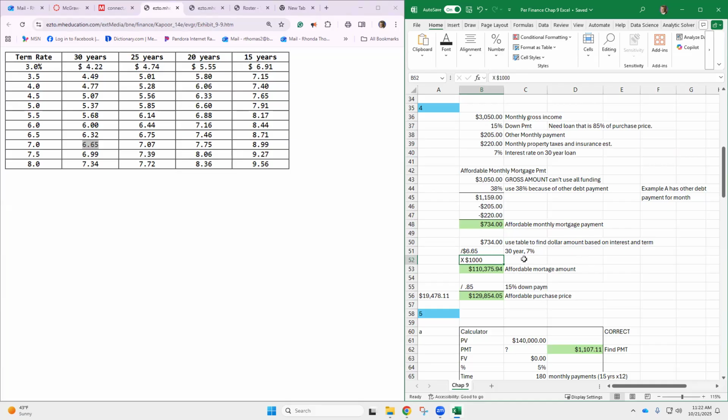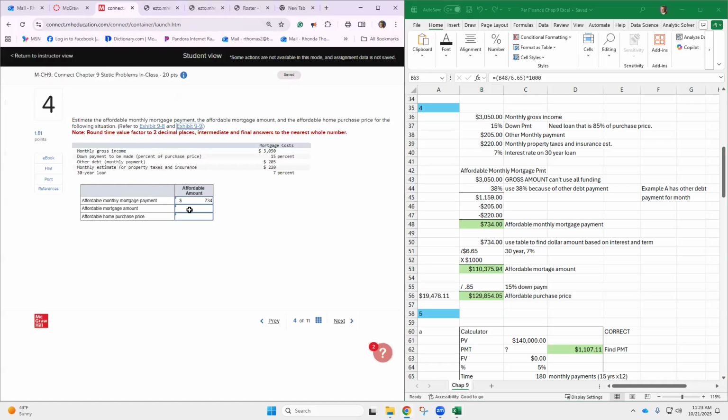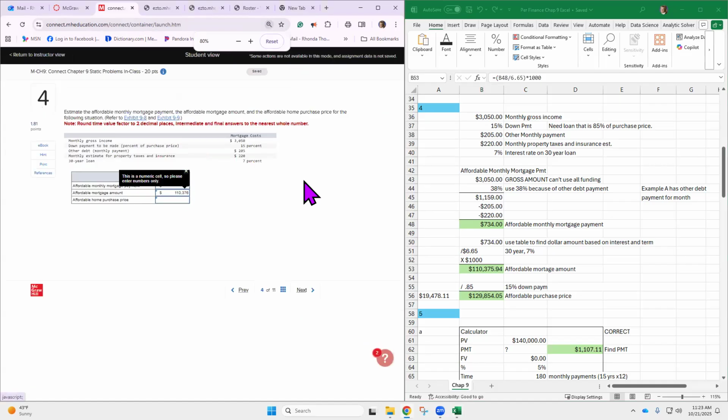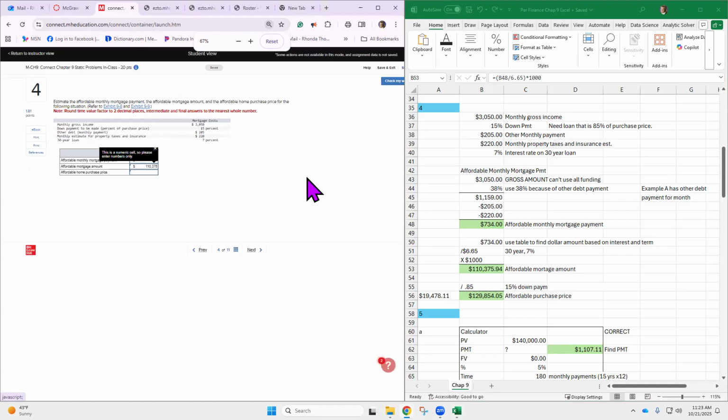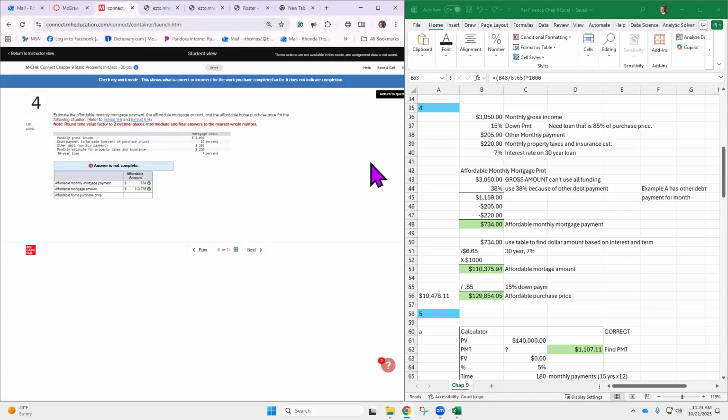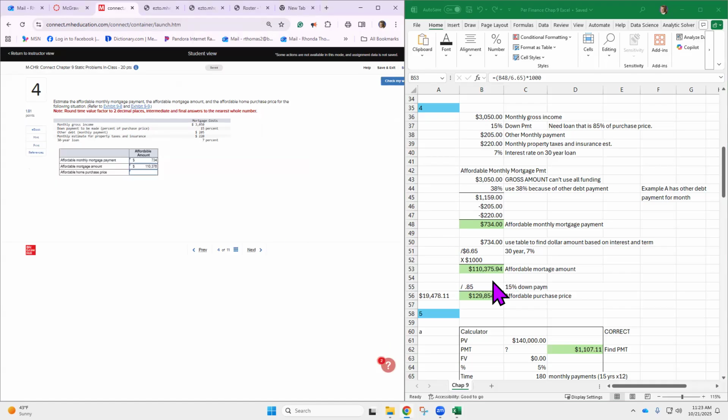So $734 divided by 665 times 1,000 is an affordable mortgage of $110,375.94. Let me put that back in. And since that's the mortgage, that's 85% of the purchase price. So then you would take that amount and divide it by 0.85 because you are putting 15% down.